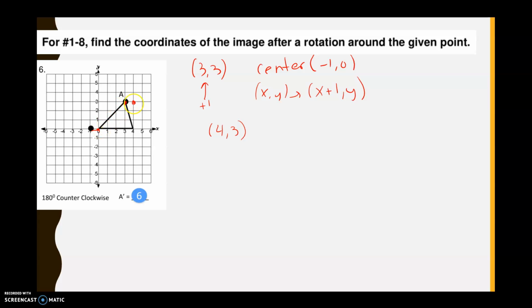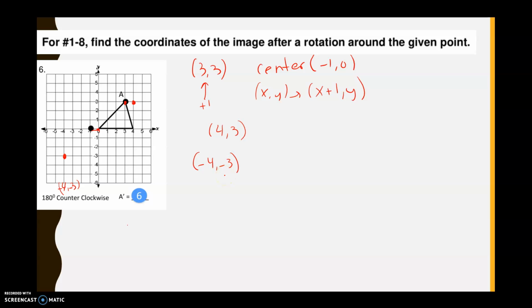I just moved my entire guy over 1 spot. So now I'm going to rotate this 180 counterclockwise, which means I'm going to end up over here in this quadrant. And that means I switched these guys, switched it once, switched it twice, which means I am back at 4, 3. But in order to be in this quadrant, I have to be a negative value. So it's -4, -3 right here. So my point is -4, -3.